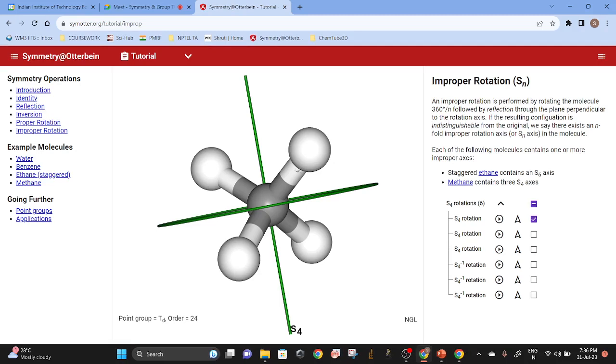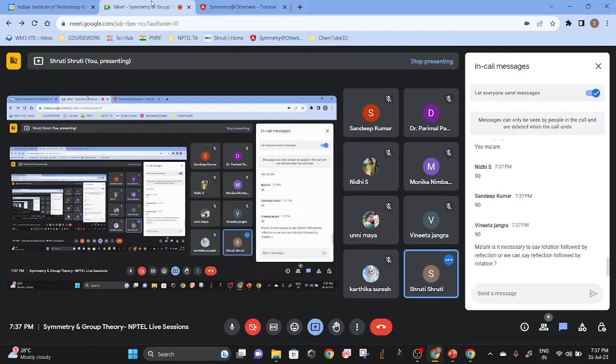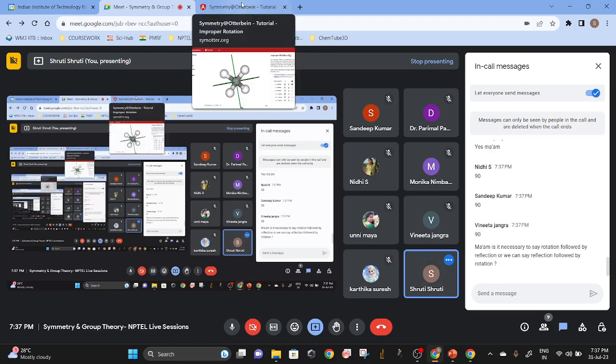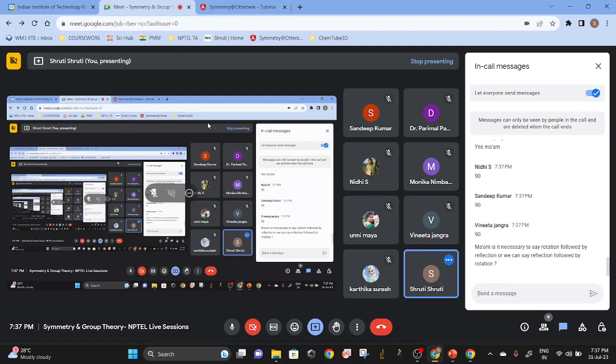Can you draw the S4? Draw stepwise. First either do the rotation operation, then do the reflection operation, or vice versa, your wish. Just draw in your notebook or wherever you are taking notes. Or if you are using a tab or anything, you can just present your screen also. If you are done, tell me, then I'll play the animation.